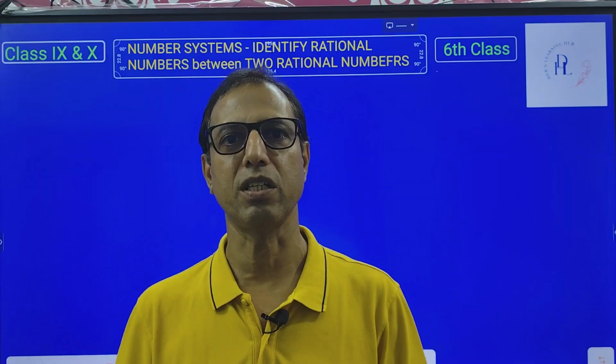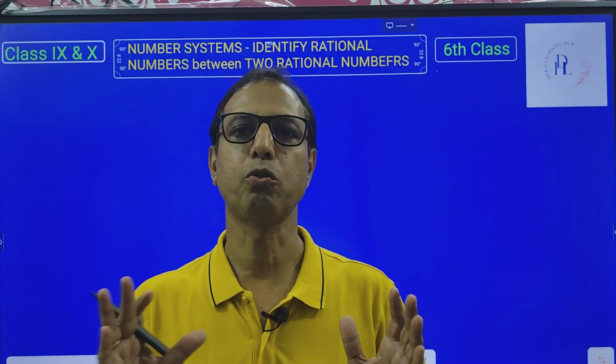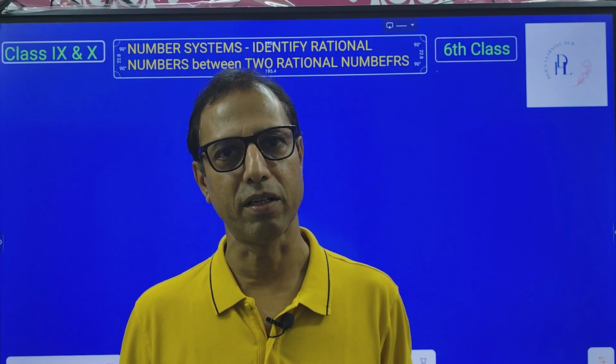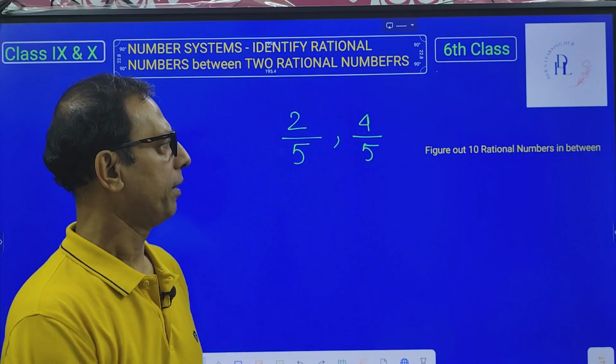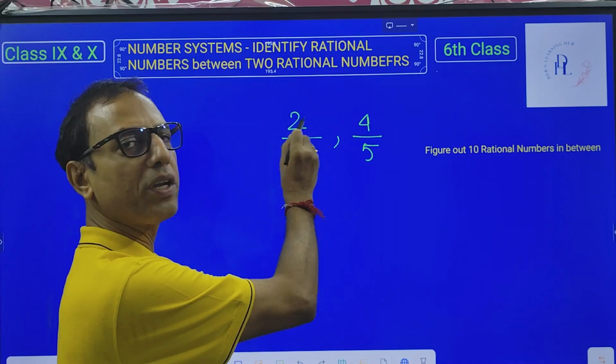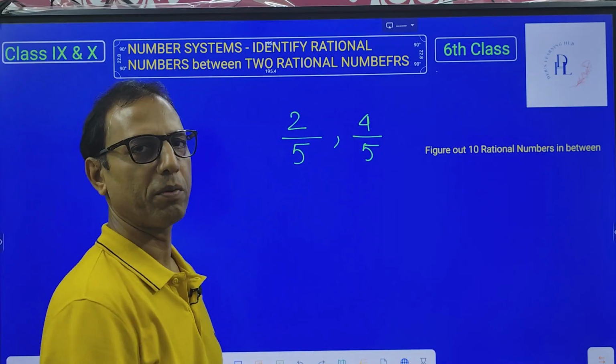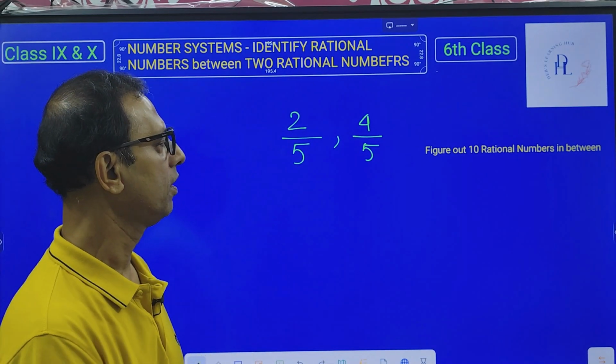Two given positive fractions, or any two given positive numbers, and find out the rational numbers in between. Let's say there are two given rational numbers, 2 by 5 and 4 by 5. It is in P by Q form.